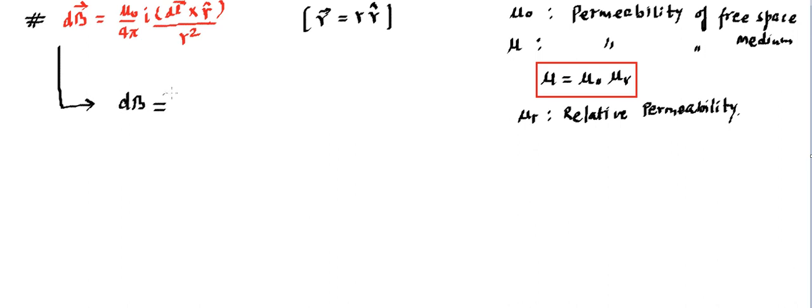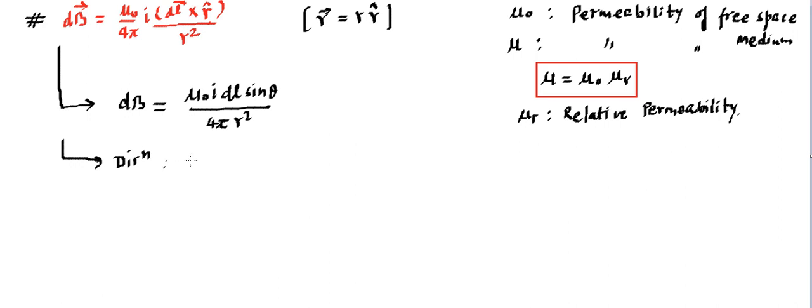So magnitude in this case, or otherwise we know it's going to be mu naught I dl sine theta divided by 4 pi r square. So this is how we will write the magnitude at the point where the magnetic field has to be calculated. Then the second objective would be to find the direction of this field. So we will decide where the direction is.